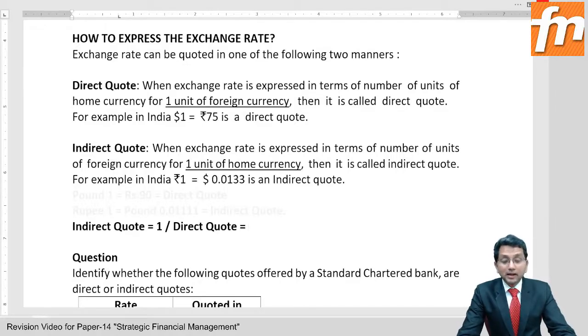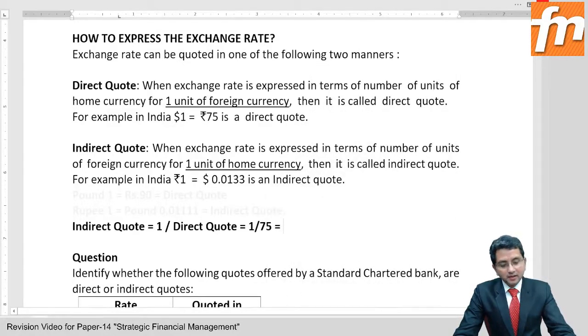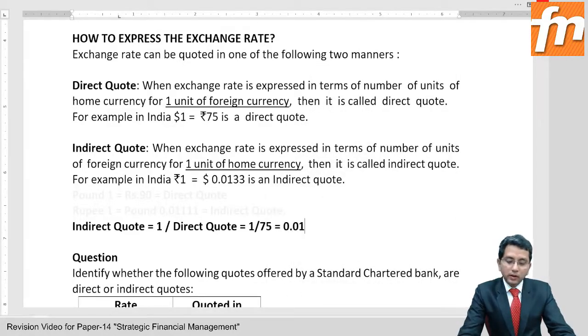For example, the direct code was $1 equal to rupees 75. If I want to calculate the indirect code, I'll do it like this: 1 divided by 75 equals 0.0133, right? 0.0133. This is the indirect code.